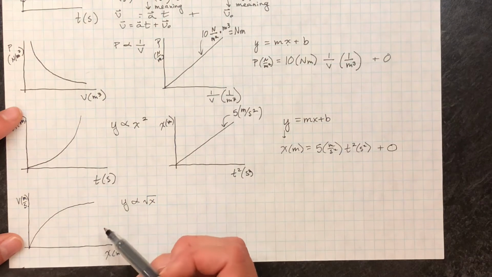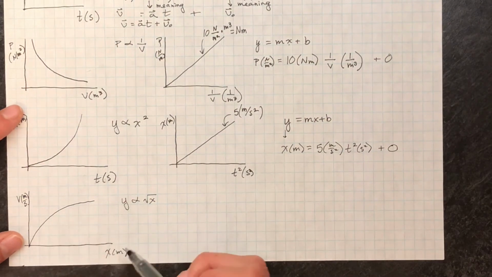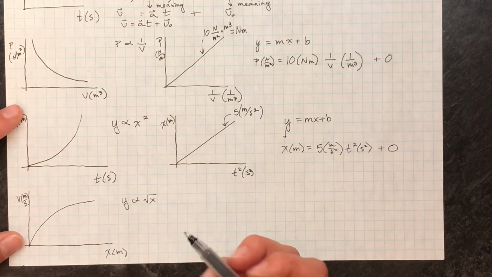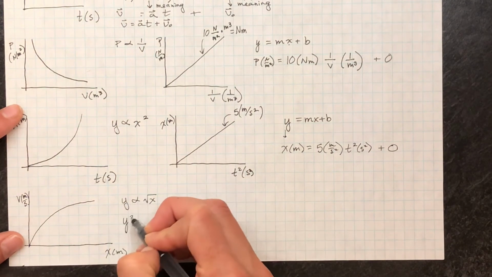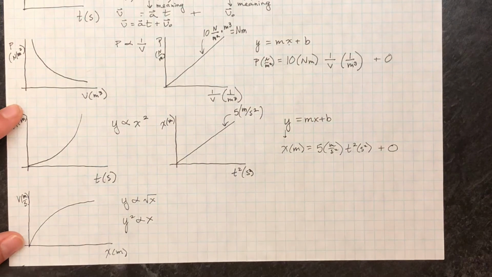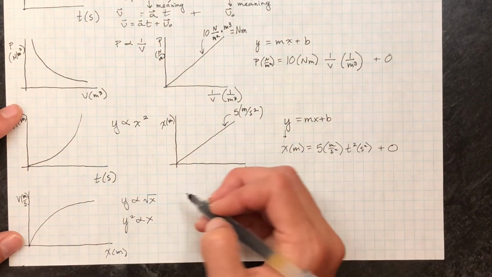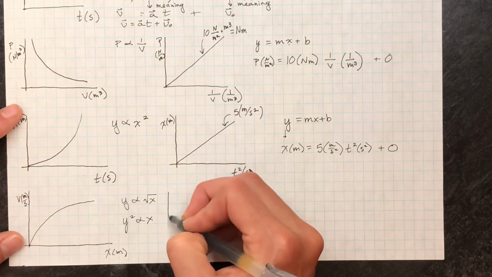I think that gets pretty messy usually because then you get square roots in your units, and I don't really like that. So I prefer to square both sides of this, and then you get y squared is proportional to x. And when you graph that, you also get a straight line, but then you don't have the square root in the units, which is what I like to do. So I'm going to show you that one first.